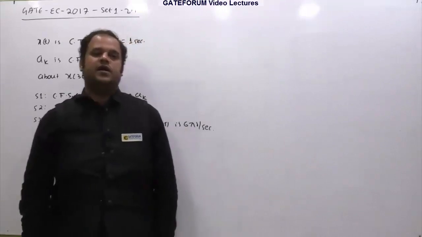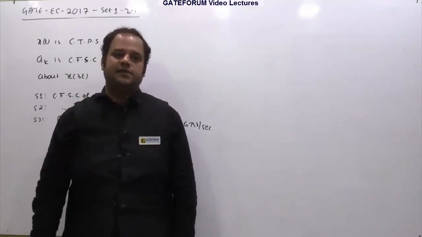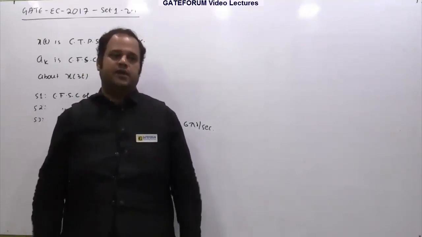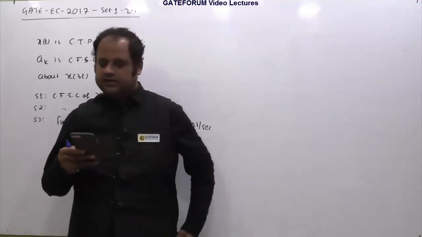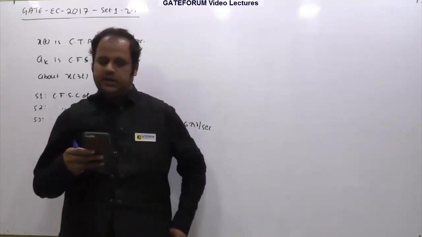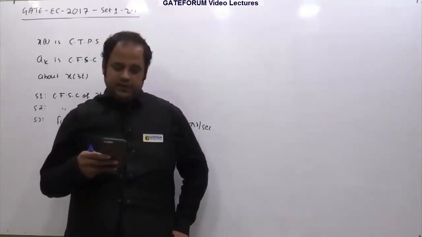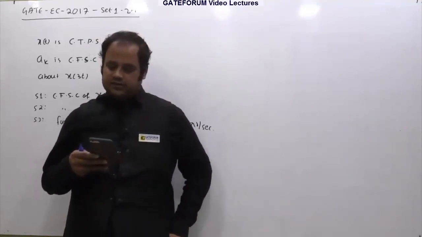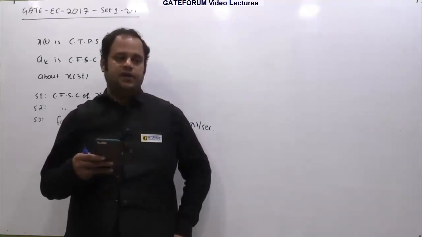This is a 2-mark question asked in GATE 2017 Set 1 Electronics. This is from the signals subject and the continuous time Fourier series topic. The given question is, let x of t be a continuous time periodic signal with fundamental period T equals 1 second. Let ak be the complex Fourier series coefficient of x of t, where k is integer valued. Consider the following statements about x of 3t.